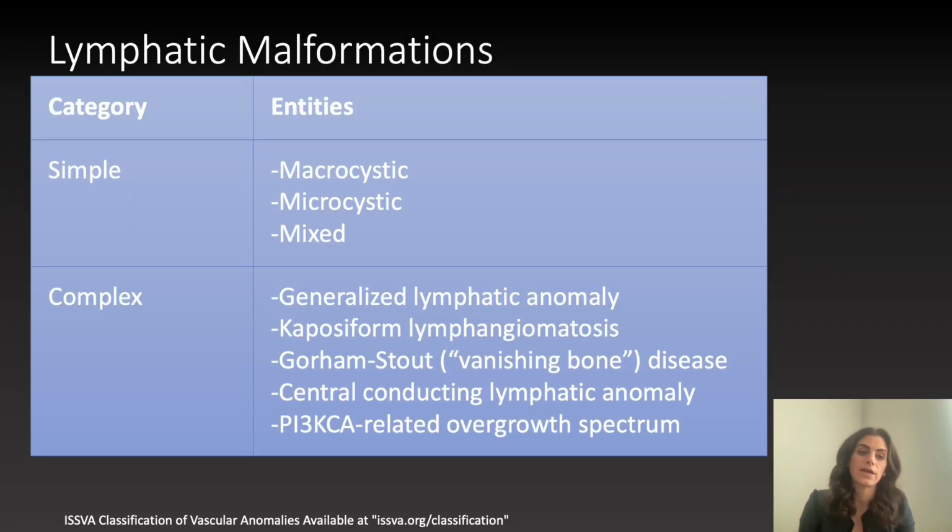Lymphatic anomalies are categorized according to the ISVA classification of vascular anomalies into simple and complex subtypes. Simple lymphatic malformations are either macrocystic, microcystic, or mixed subtypes, whereas complex lymphatic anomalies are characterized by diffuse or multi-organ involvement.